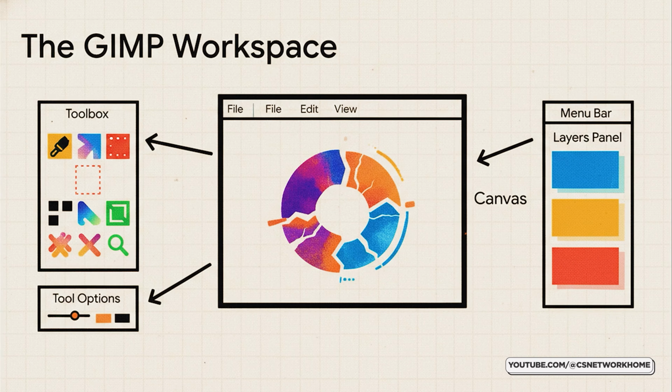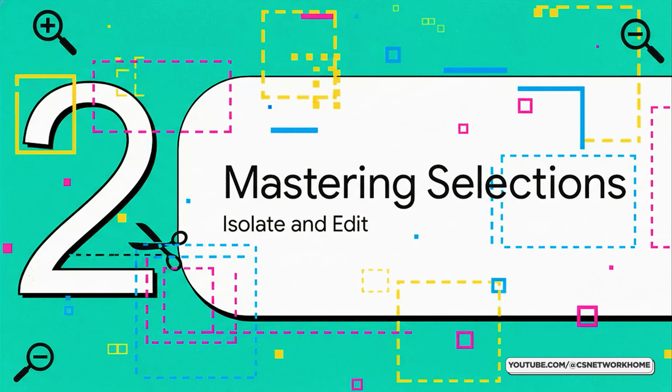The big area in the middle? That's your canvas, your digital playground. And over on the right, you have the Layers panel, which is basically the command center for your entire project. Simple, right? Okay, let's move on to maybe the most crucial skill you'll learn, making selections.